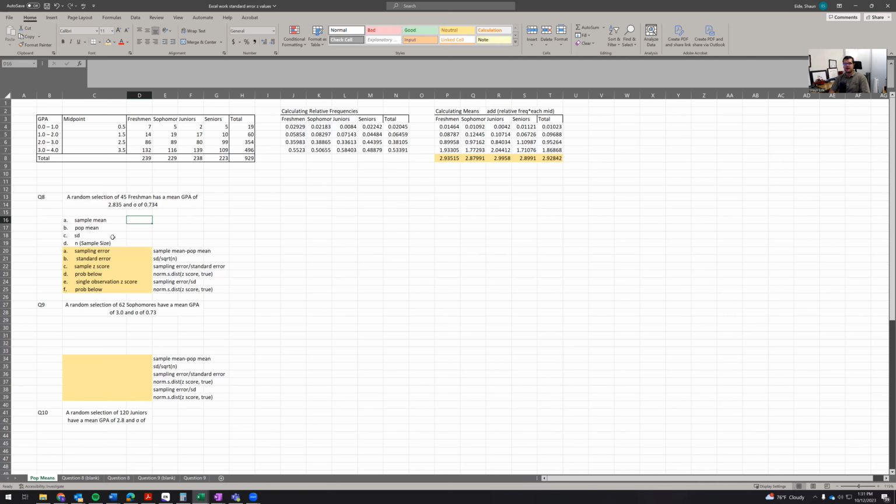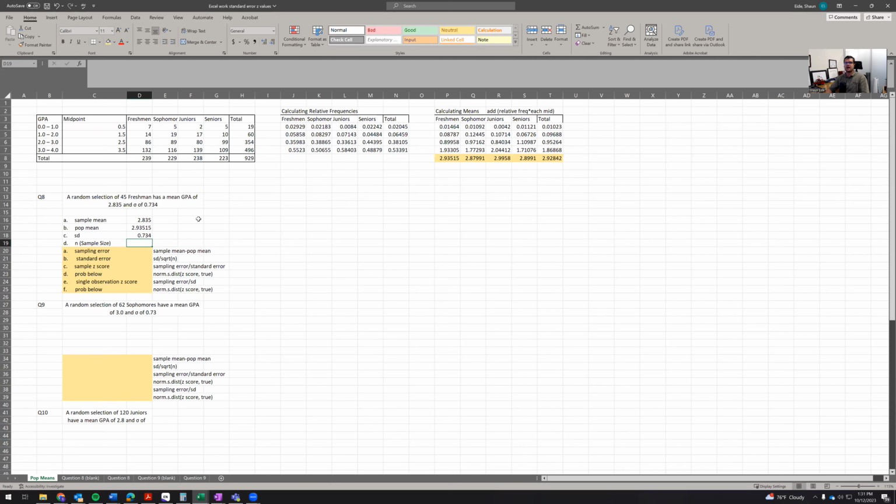So it's a sample of 45 freshmen that has a mean GPA of 2.835. Okay, and then the population mean. Well, we've got that right here. So we're just going to Control C and then come up here and do paste values. So we've got the population mean, and then the standard deviation of 0.734, and then the sample size.